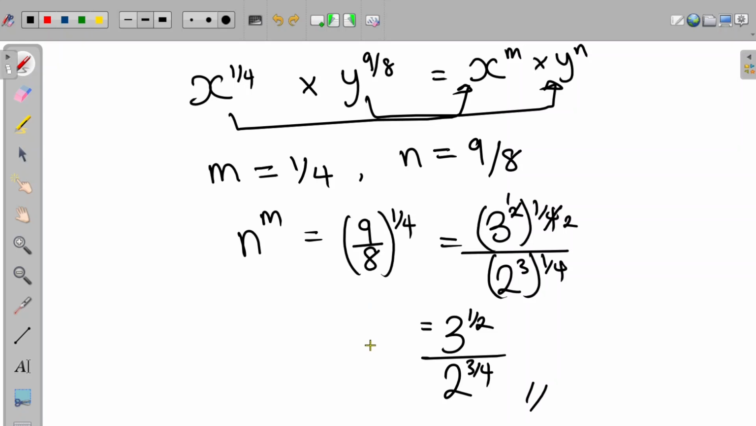So at this point, we have been able to find the value of n to the power of m.